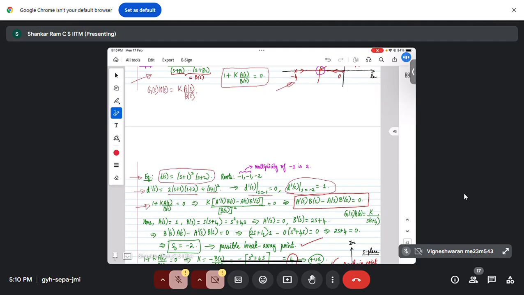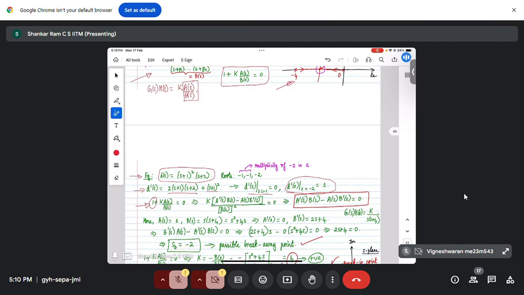When we take the derivative, 1 is a constant, so the derivative is 0. Then we are left with K times A of s by B of s. How do I take the derivative of A of s by B of s? We use the derivative of ratios.